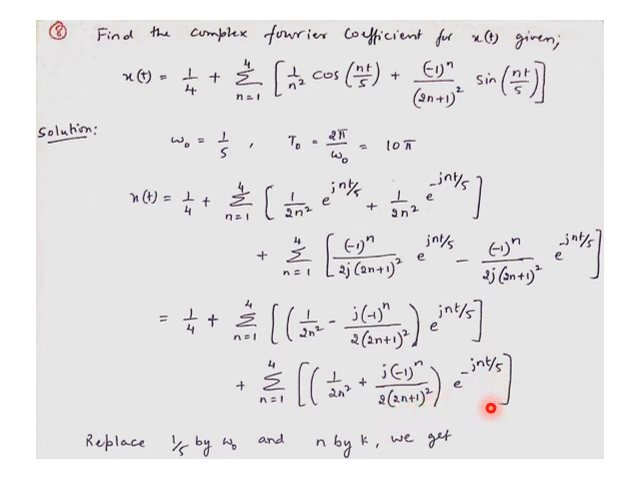So the term is 1 by 2n square plus j into minus 1 to the power n divided by 2, 2n plus 1 whole square, into e to the power minus j n t by 5. So I have just further simplified, but here now, we know the omega term, we are just replacing omega naught as 1 by 5.